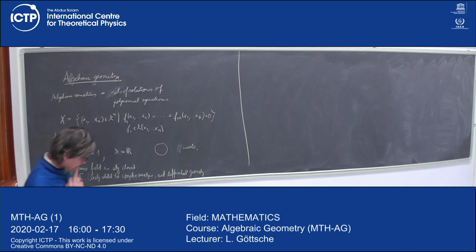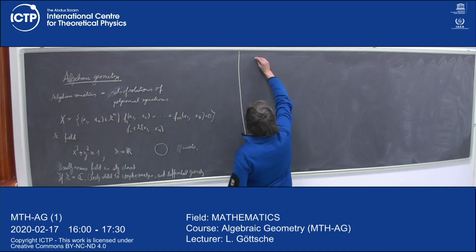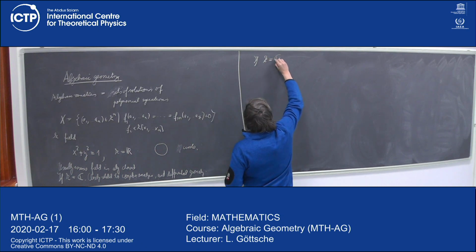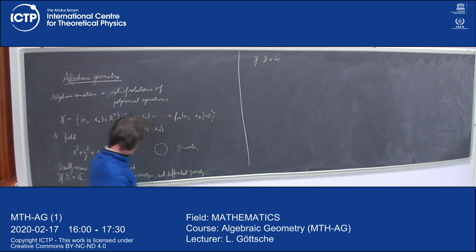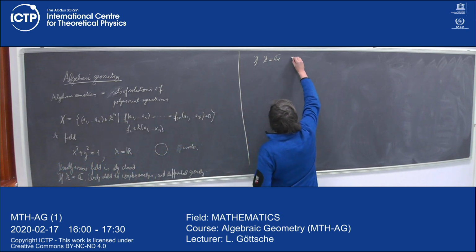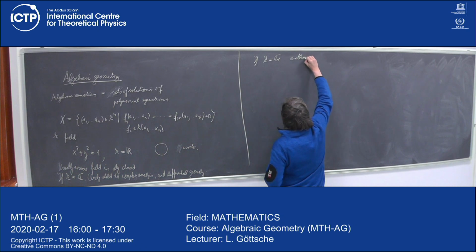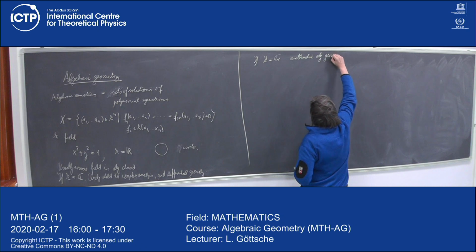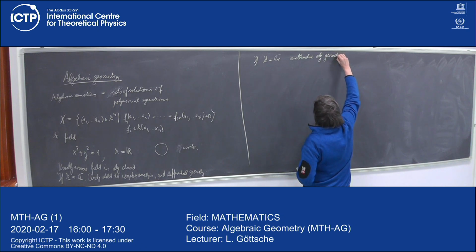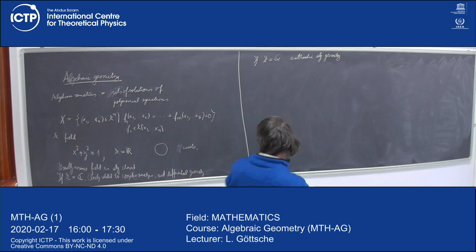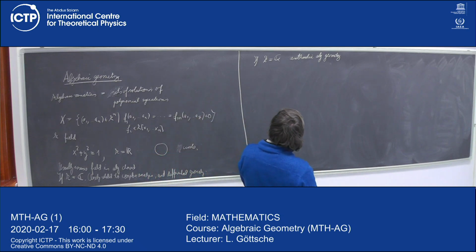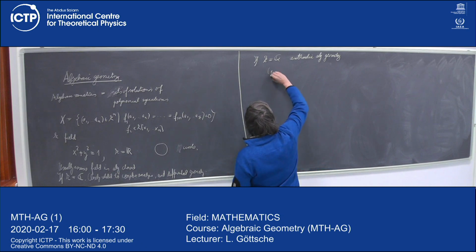And one can also consider the case K is equal to the rational numbers, which we will not consider. One comes to arithmetic algebraic geometry, which is much more difficult. This is part of number theory.